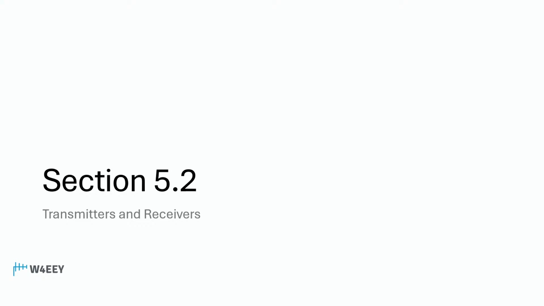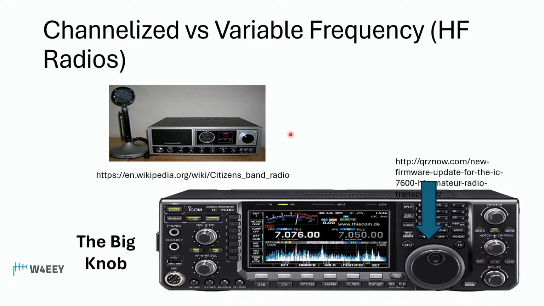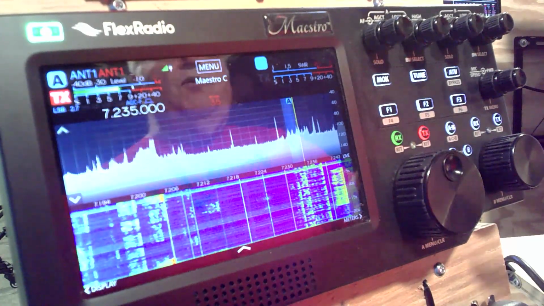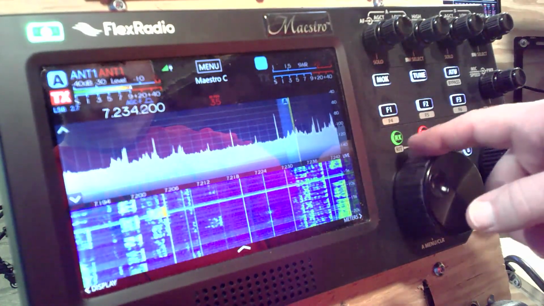Sometimes people have come to ham radio from the CB world. Citizens Band uses radios with a knob that you turn, it goes click, click, click, click. 40 channel CB radios. Well, for ham radio, we have what I like to call the big knob. This is an ICOM IC7300 transceiver right here. But if we go back over to the multi, Bruce, and we look at our Flex Radio Maestro, see right here? That's the big knob that we can tune.